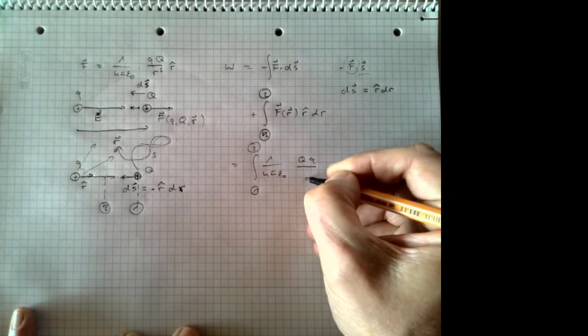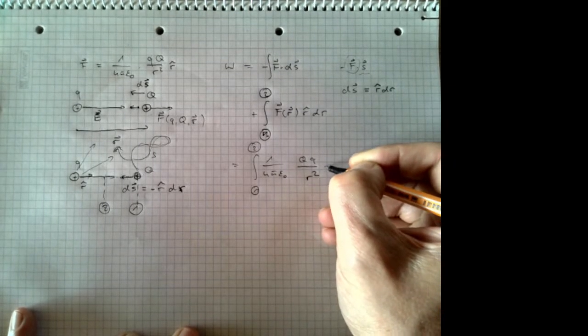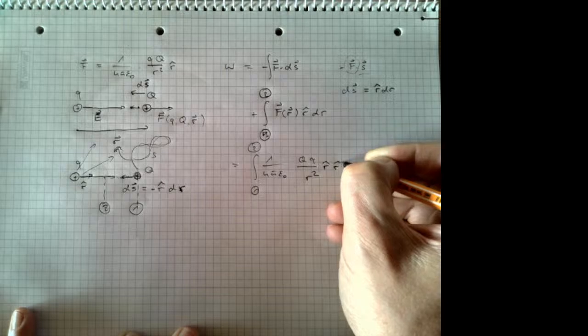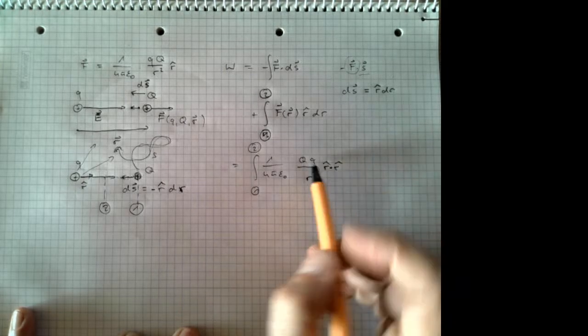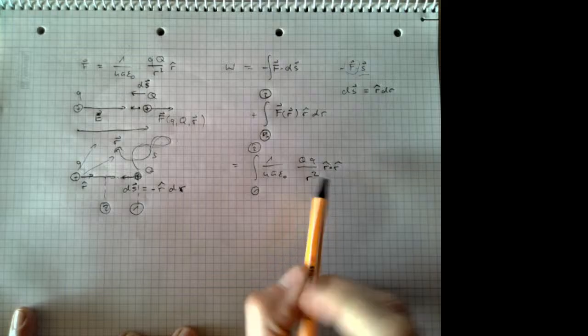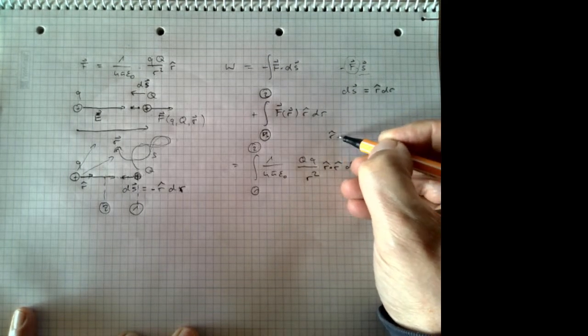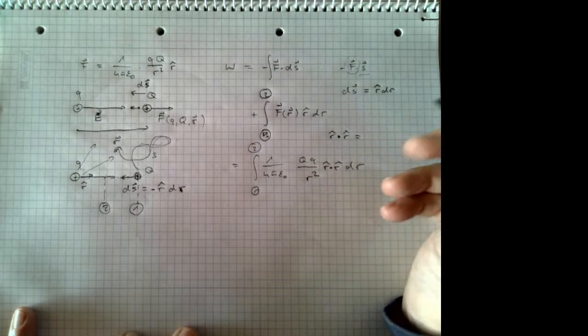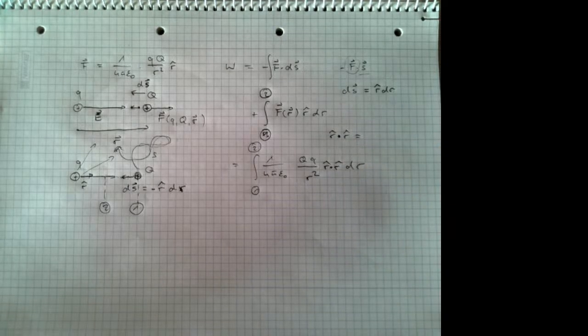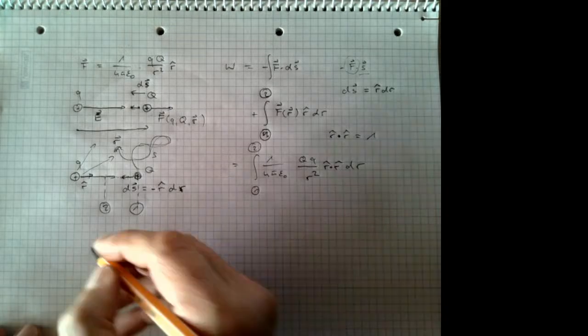Q Q, and now look at this, right? We have r squared here. Then r hat, right? This is the direction of the field. This is the opposite direction of our displacement, dr. And what is r hat dot r hat? 1, exactly, right? Because this is the scalar product.